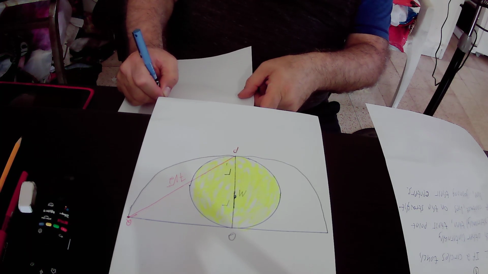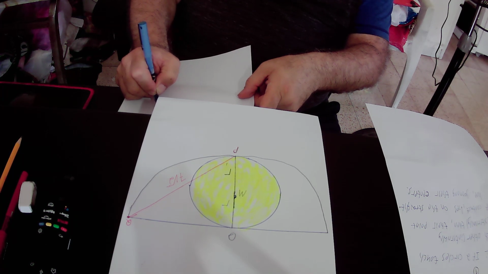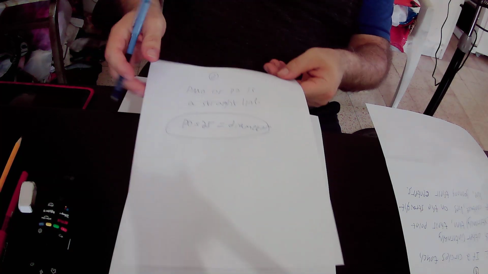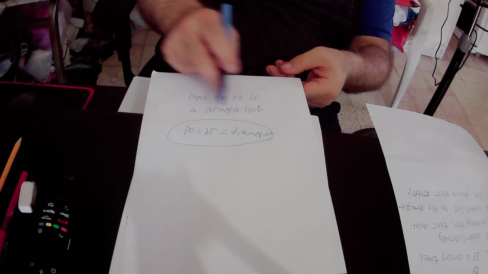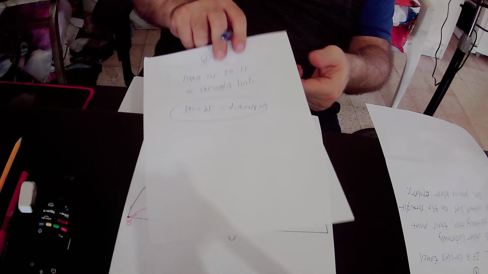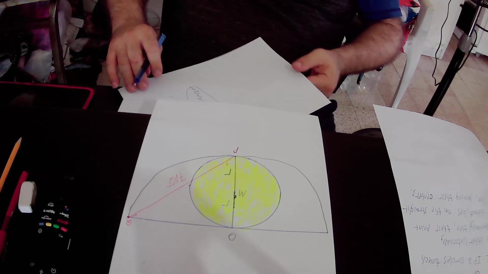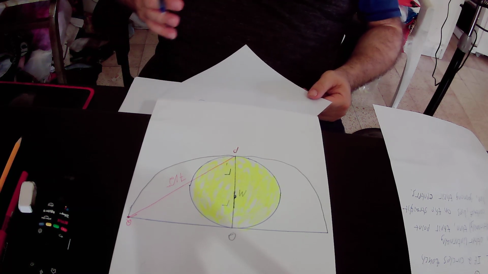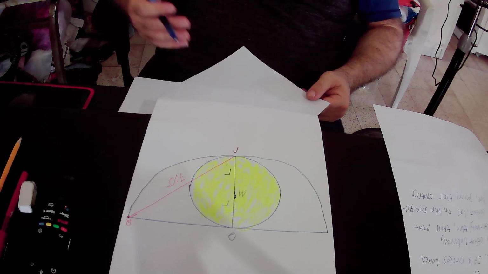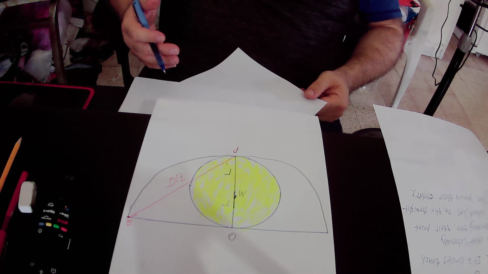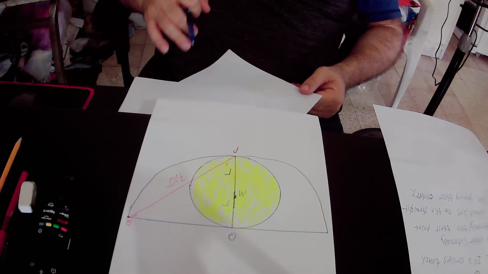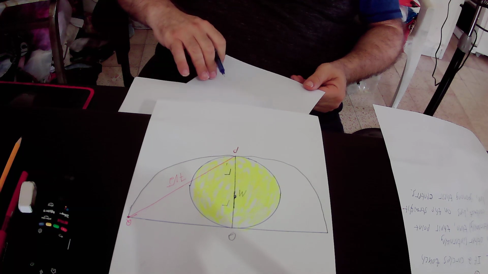Okay, so PO is actually the diameter of the yellow circle, because it equals 2 times r. Generally, the diameter is defined as 2 times the radius of any circle. So PO equals the diameter of the yellow circle.